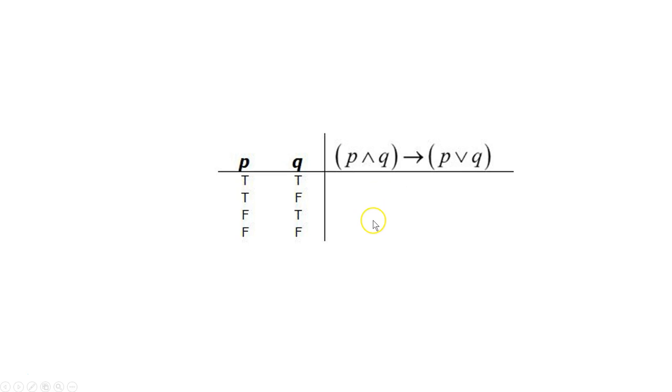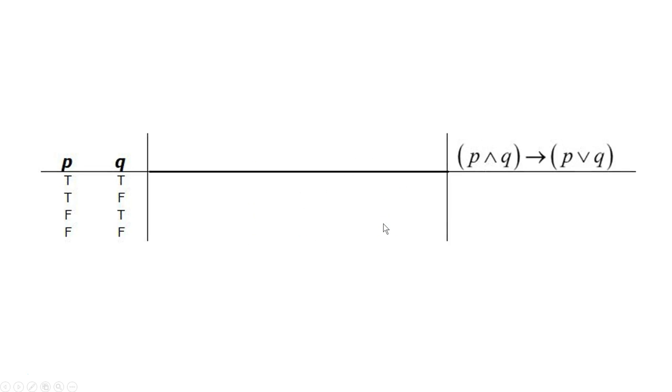So we're going to make some room here and extend the table a bit. I'm first going to figure out P and Q, which is one that we've seen a number of times already. As mentioned before, for P and Q to be true, both P and Q have to be true at the same time. If either one of them is false, or if both of them are false, it's false. And that's why you have true, false, false, and false for the truth table for P and Q.